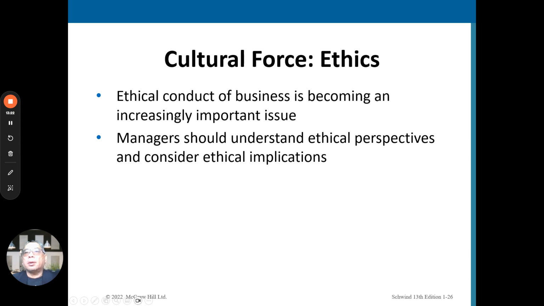Culture force, ethics. Ethical conduct of business is becoming an increasingly important issue. Managers will understand the ethical perspective and consider ethical impression. This is a very important part. If you are in Canada, you have to follow Canadian ethical standards. In some countries, bribery is a part of culture, but here in this part of the world, we are not supposed to do any bribery at all.